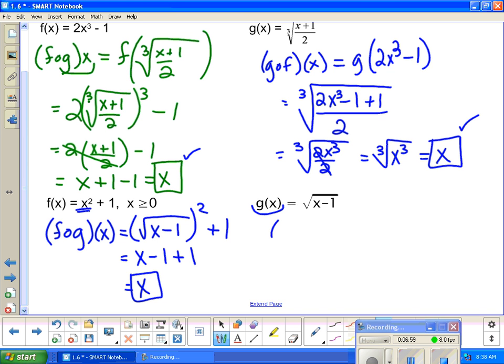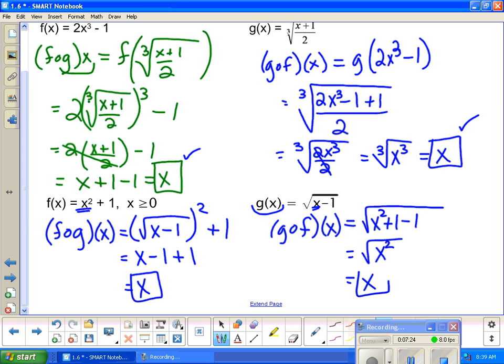Now I'm going to compose g of f of x. So I take the square root. What is f of x? x squared plus 1 is f of x. I substitute in for x minus 1. Now I'm looking at the square root of x squared. Well, those are inverse operations. They undo each other, so it equals x. So are they inverse functions? Equal x, equal x. So yes, they are inverse functions. We just verified that.